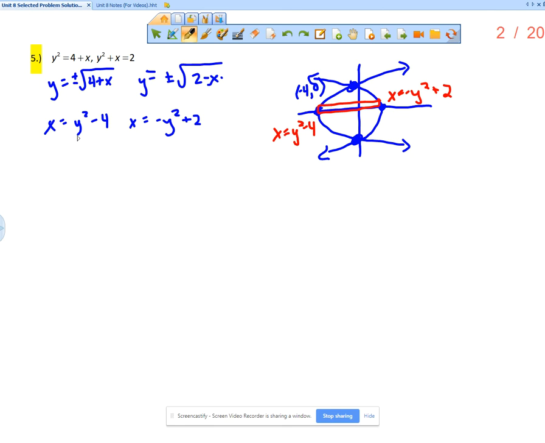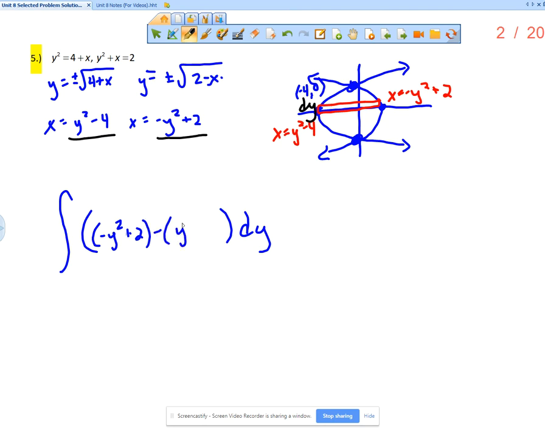And so I'm going to use the x equals equations, and I'm going to use a dy rectangle. That means I'm going to integrate with respect to y, so my x equals equations can only have y in them. Now I'm going to take the right-hand boundary, negative y squared plus 2, and subtract the lower boundary, which is y squared minus 4. Now we're going to integrate from the lowest y value to the highest y value.